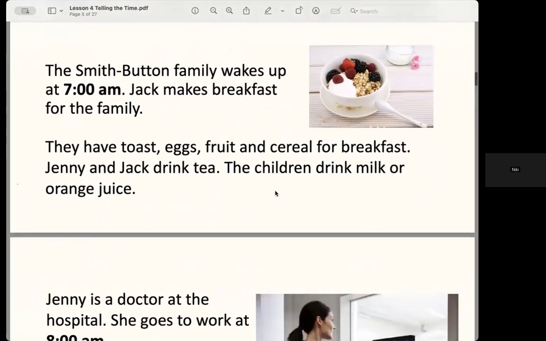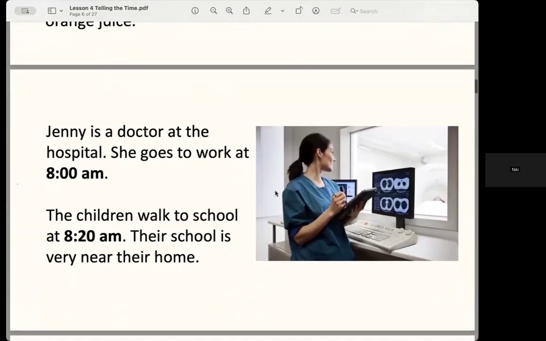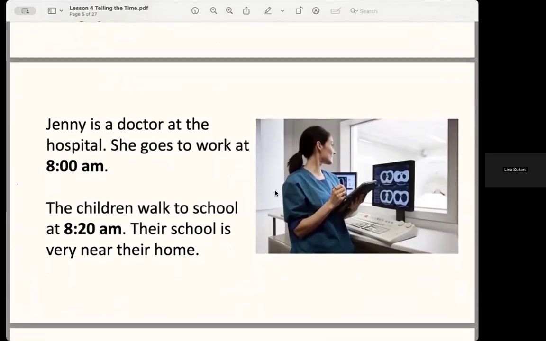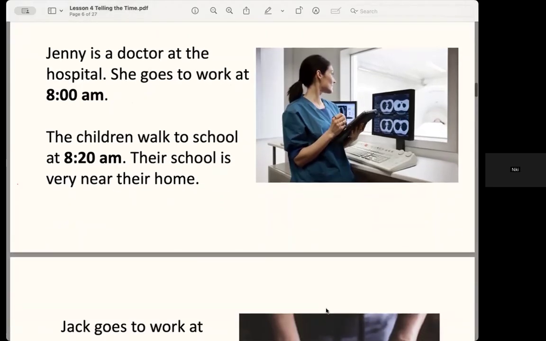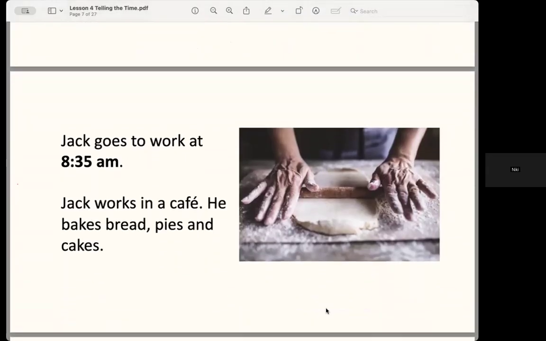Okay. Lena Sultani, the next one. Lena, can I get you to read? Yes, ma'am. Jenny is a doctor at the hospital. She goes to work at 8 a.m. The children walk to school at 8:20 a.m. Their school is very near their home. Beautiful and nice reading from you. Thank you.